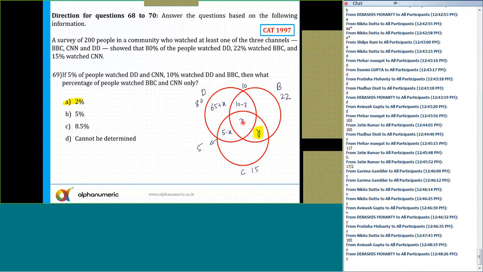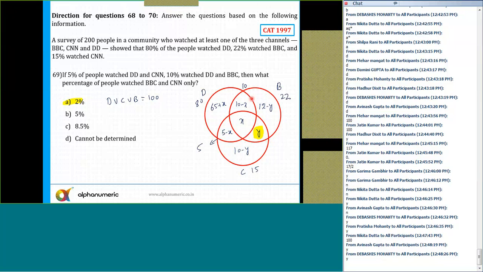This is 10 minus X, this is X, this is Y. And the sum of these four regions has to be 22. So subtract the sum of these three from 22, and I'll get this as equal to 12 minus Y. Similarly, only CNN will be equal to 10 minus Y. And we know that the sum of all these 7 regions must be equal to 100%. We know that DD union CNN union BBC is exactly 100%. So add all of them. Can you guys tell me what is the sum of this?